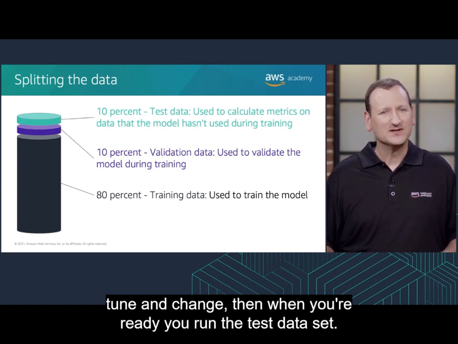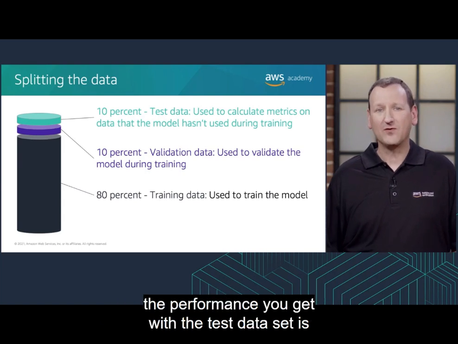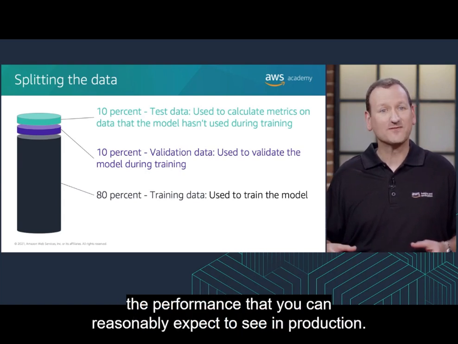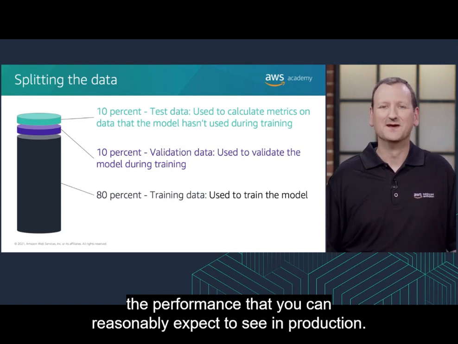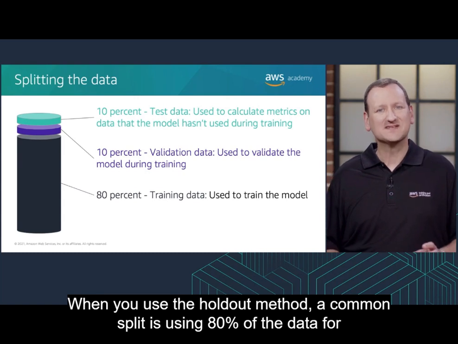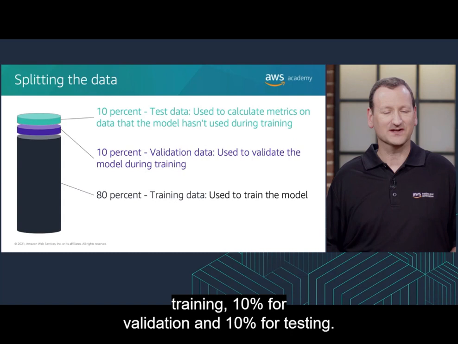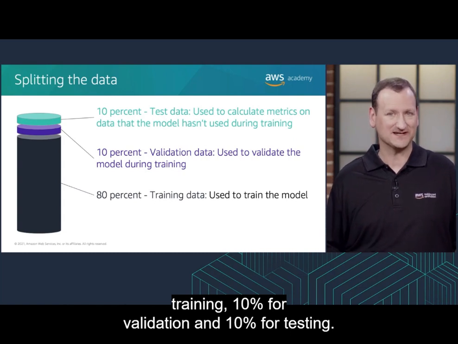Then when you're ready, you run the test dataset. It includes only features because you want the labels to be predicted. The performance you get with the test dataset is the performance that you can reasonably expect to see in production. When you use the holdout method, a common split is using 80% of the data for training, 10% for validation, and 10% for testing.